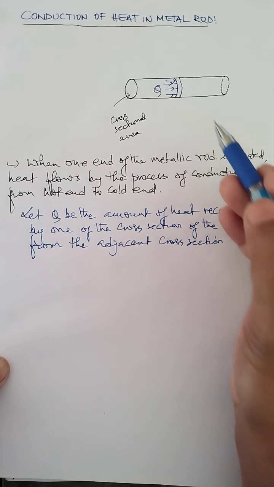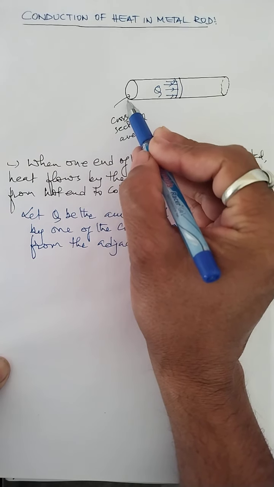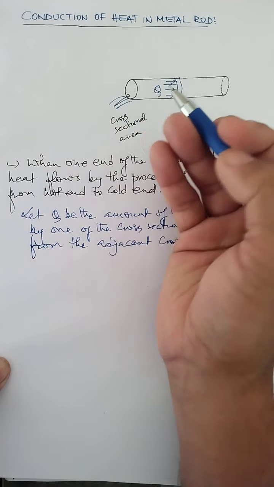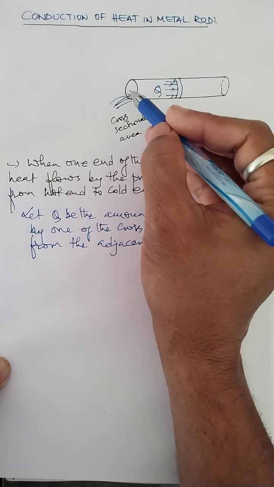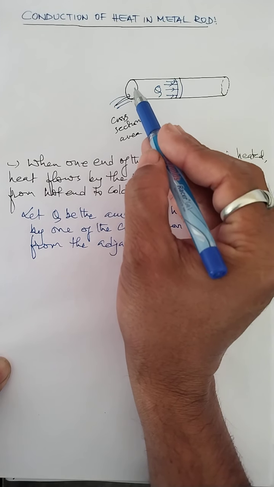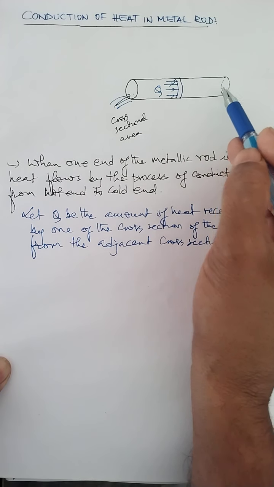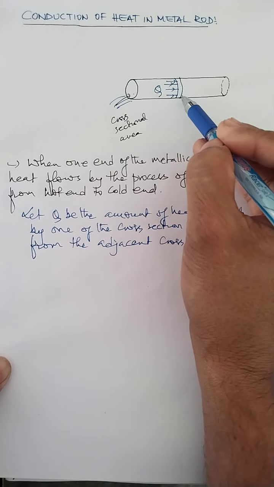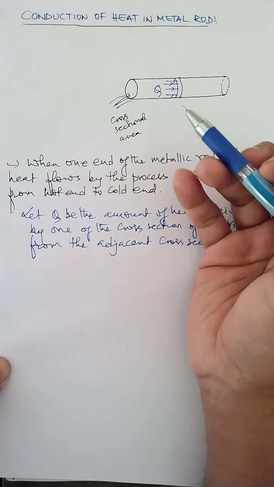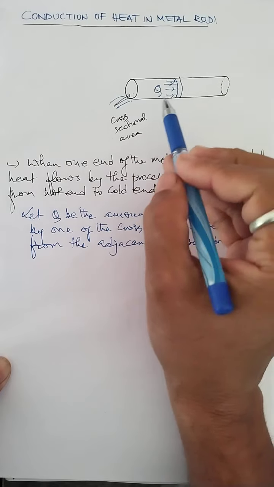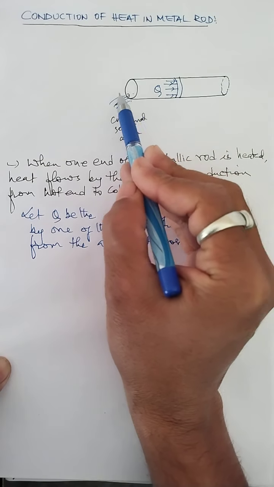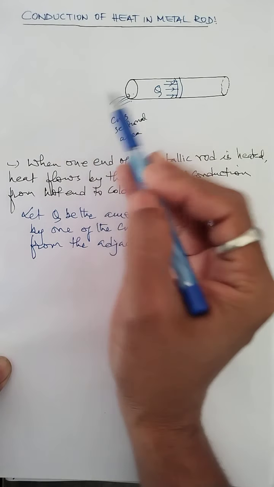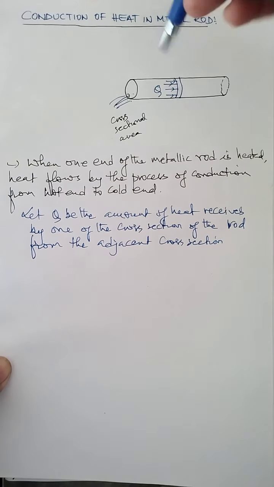So under this case, children, this is the end. Suppose you are supplying heat to this end, then the heat that is absorbed by this end flows only from this hot end to the cold end. Now I have taken one end as the cross section of the rod, where the heat is received from the adjacent cross section. The adjacent cross section means which end? The hotter end. The hotter end is this side, the colder end is this side. So heat is received from this end.